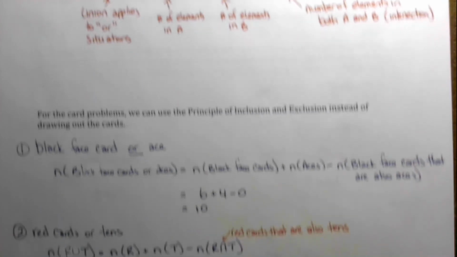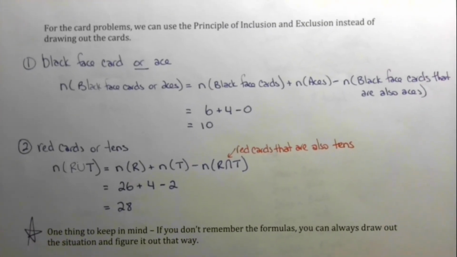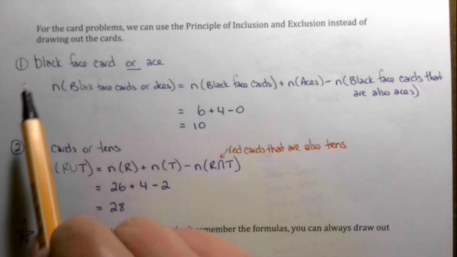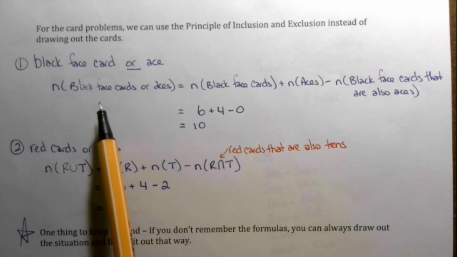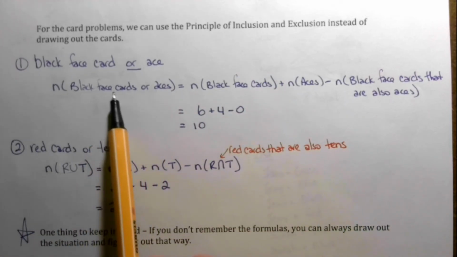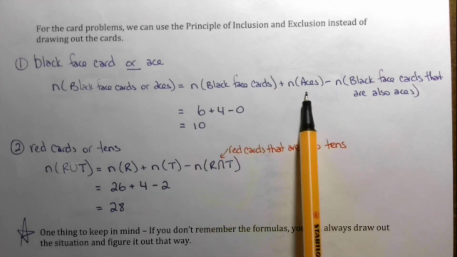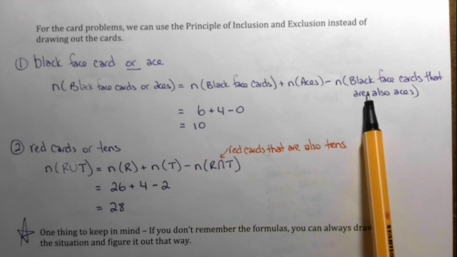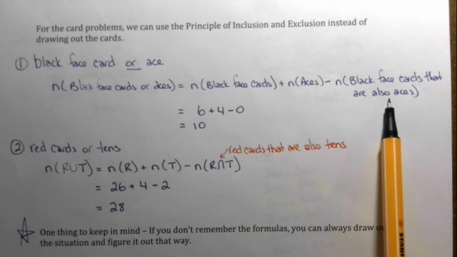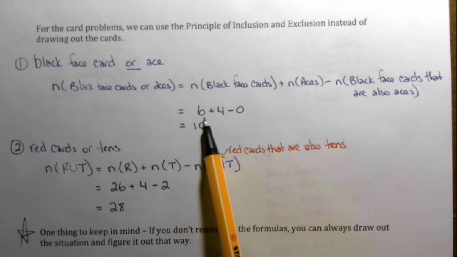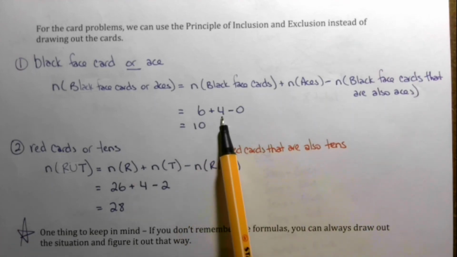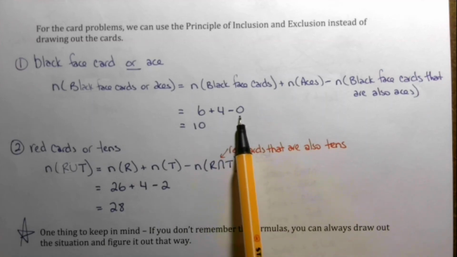So if we do that for both of those card examples, if we want to do the black face cards or an ace, the number of things that are black face cards or aces are going to be the number of black face cards plus the number of aces minus the number of any black face cards that are also aces. So there were 6 face cards, 4 aces, nothing that was both, so there's 10.